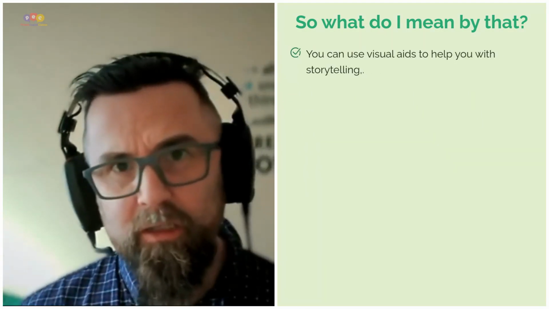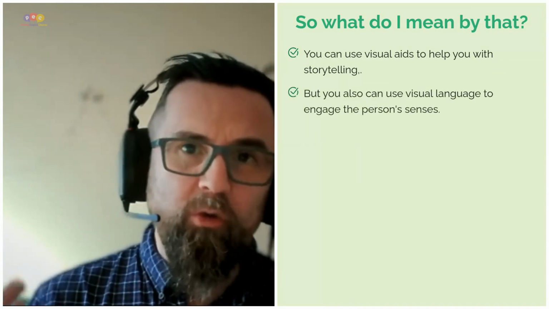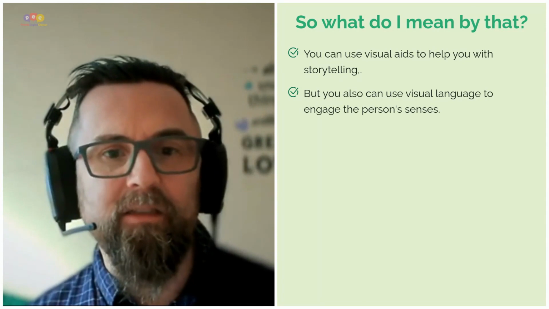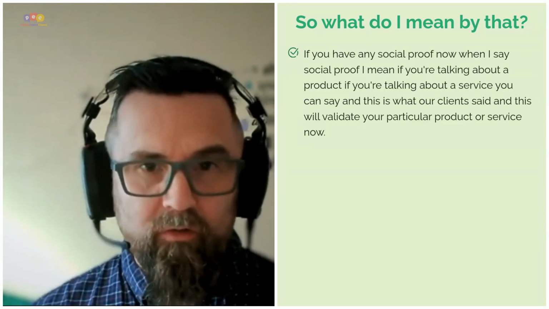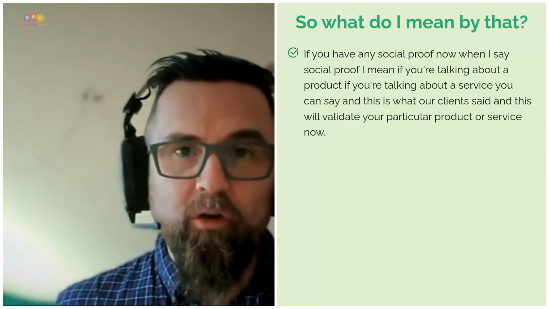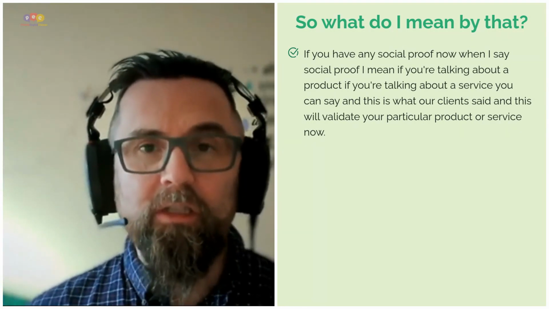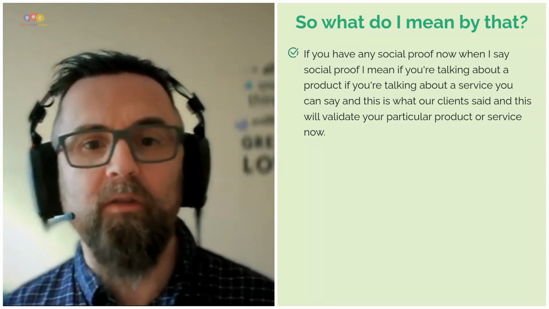You can use visual aids to help you with storytelling, but you also can use visual language to engage the person's senses. If you have any social proof, now when I say social proof, I mean if you're talking about a product, if you're talking about a service, you can say, and this is what our client said, and this will validate your particular product or service.